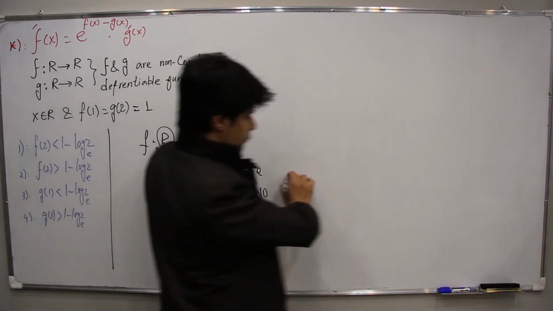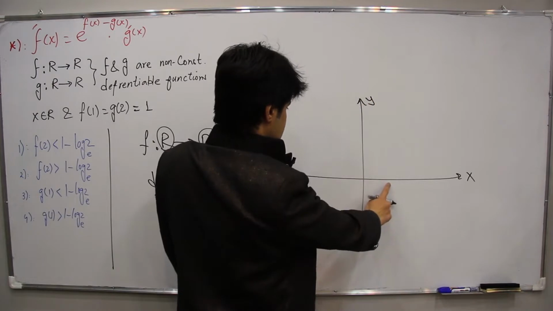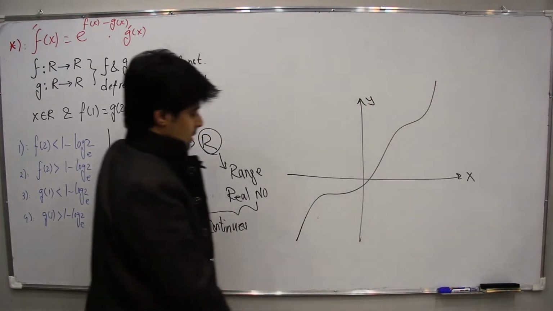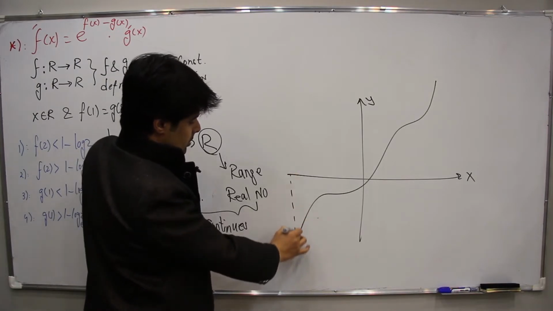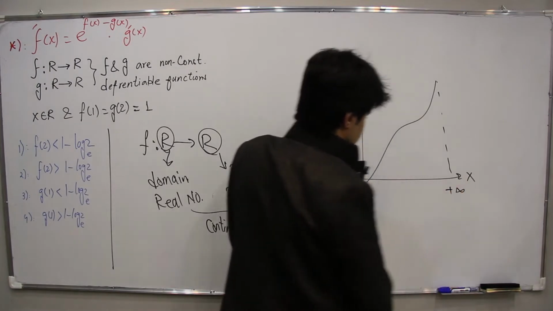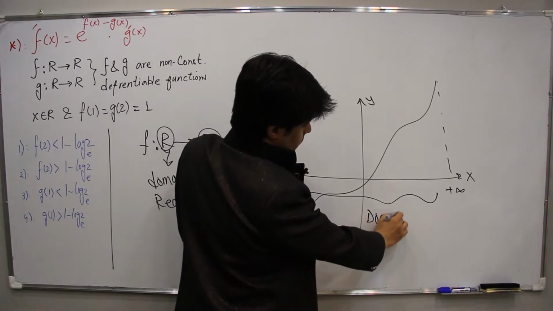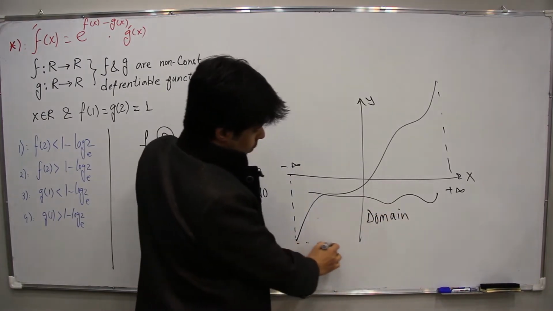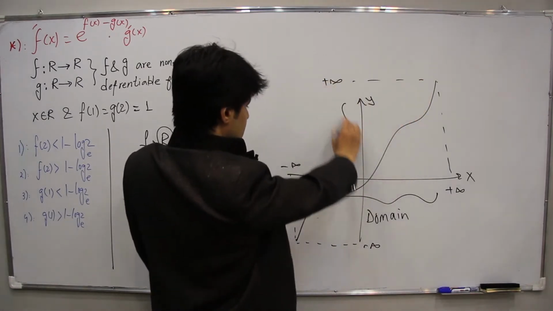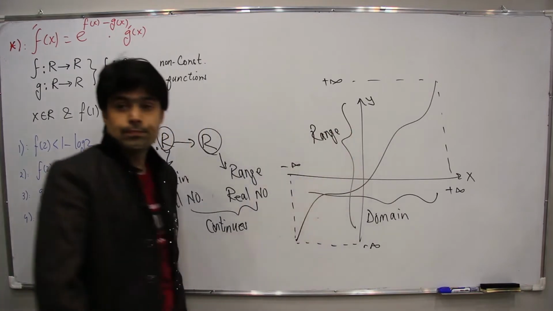It means if we plot the graph, this is the x-axis and this is the y-axis, the graph may be like this one. What does it mean? It means it goes from minus infinity to positive infinity in the x direction, that is the domain. And also in y, it goes from minus infinity to positive infinity, and this indicates the range.